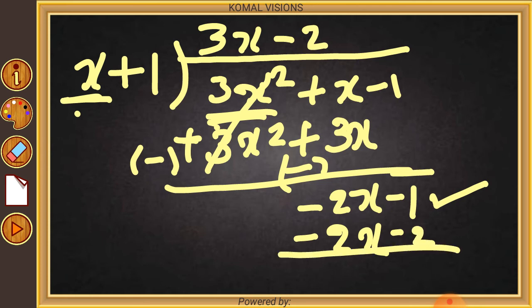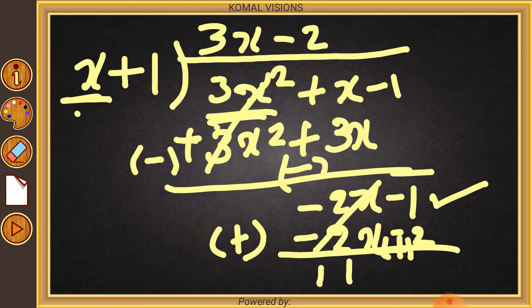Got it? So here I should change the sign. Minus will become plus, minus will become plus here again. So I have changed the sign as a second step. Now minus 2x and plus 2x get cancelled. I'll be left with minus 1 plus 2, which is equal to 1. So our remainder is 1 here.